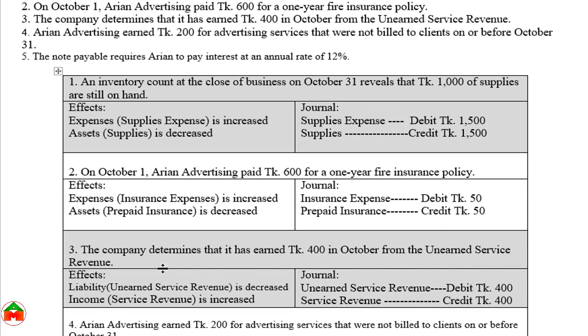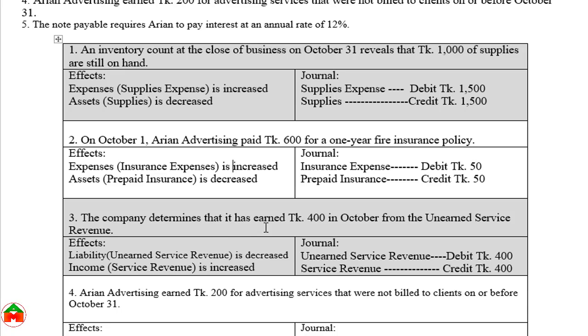Now the third item is the company determines that it has earned Taka 400 in October from the unearned service revenue. Do you know this unearned service revenue is a liability? This liability became revenue because they have earned it. So unearned service revenue is a liability, and it has decreased. Liability decrease means liability debit, so unearned service revenue debit 400, and there is an increase in income, service revenue increased, so service revenue is credit.